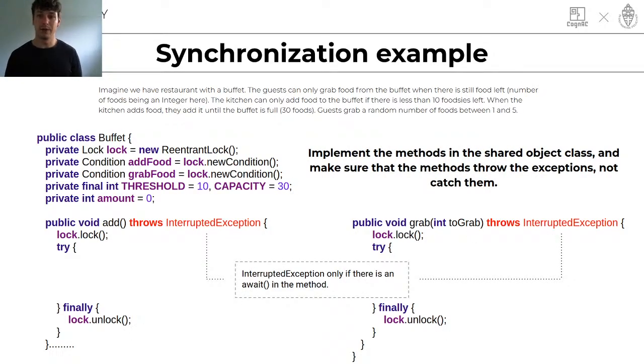Next part, implement the methods in the shared object class and make sure that the methods throw the exceptions and not catch them. So we have a function add, which basically is for the kitchen to add food to the buffet. We have a function grab that is for the guests to grab food from the buffet. These methods always have pretty much the same layout, where they start with a lock.lock and then they have a try finally, and in the finally they unlock the lock again.